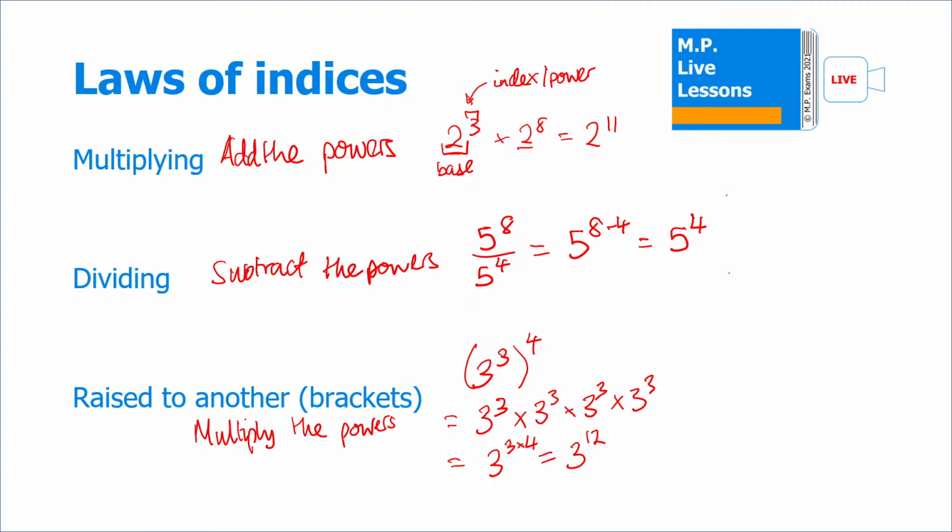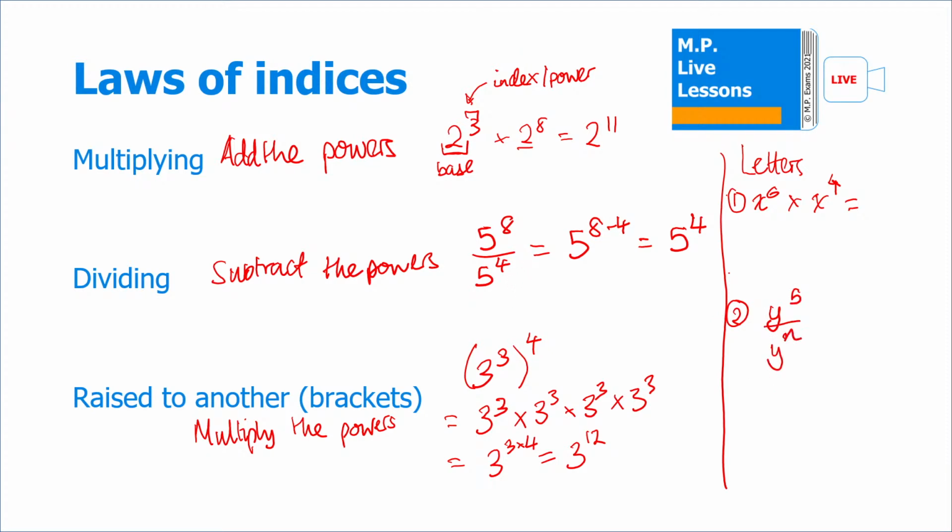Now, we can use laws of indices, especially in other circumstances, such as commonly standard form, and you'll need to sort of manipulate them perhaps as well. This also works for algebra as well, so for letters. You could try these yourself, such as x to the 6 times x to the 4. And another one you could try is y to the 5 divided by y to the n.